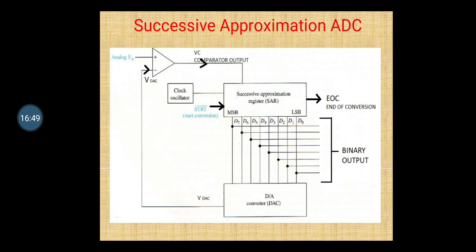Then again this comparator will compare both the signals, and if the analog signal is greater than VDAC, again a positive voltage is developed at the comparator output, and the successive approximation register will now set the D6 bit. Already it has set D7. Now it will not touch D7, it will set D6. So now D7 will be 1, D6 will be 1, and D5, D4, D3, D2, D1 and D0 will be 0. So the rest of the bits will be 0.